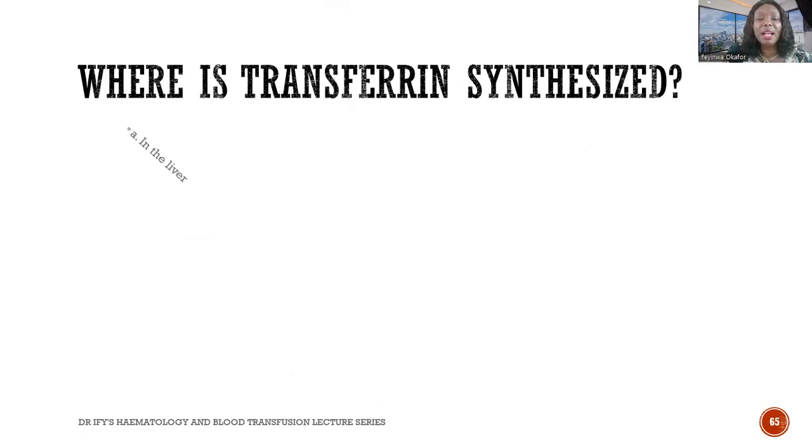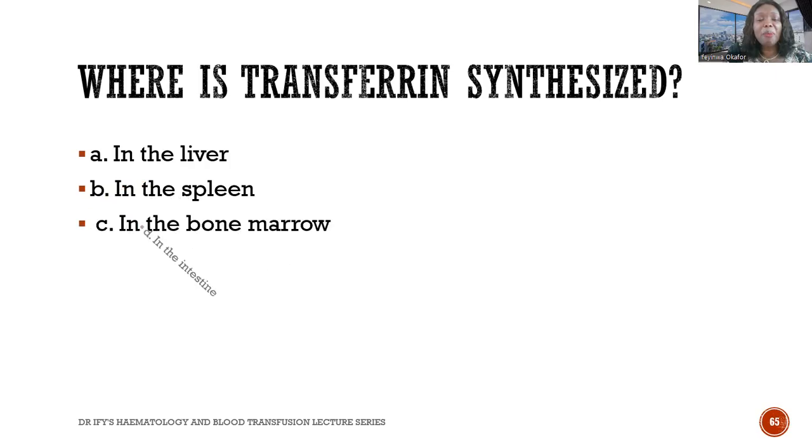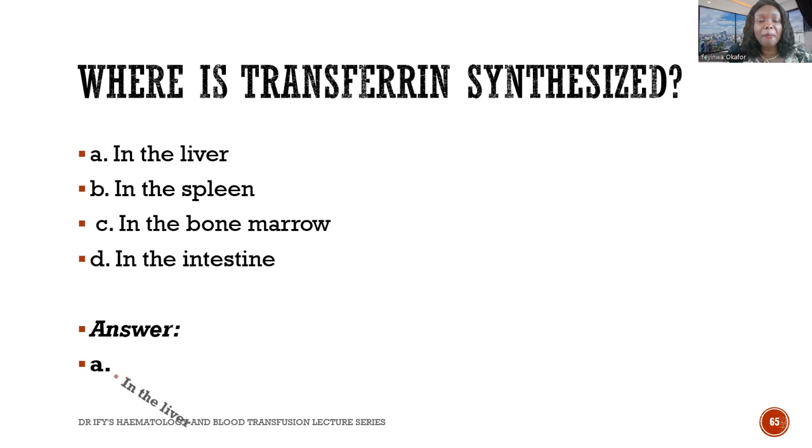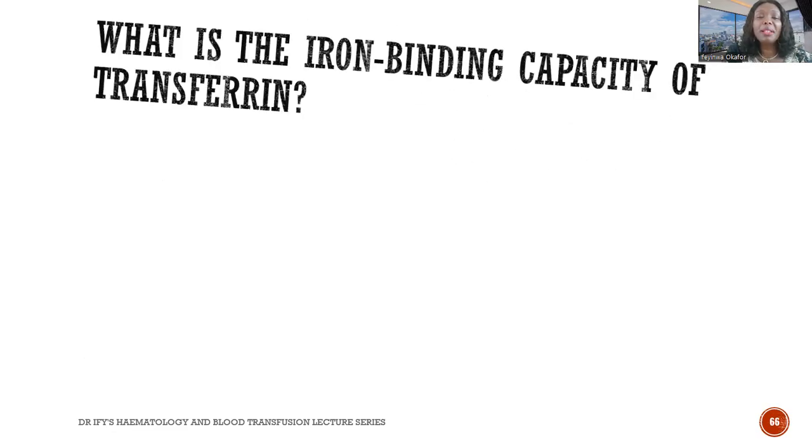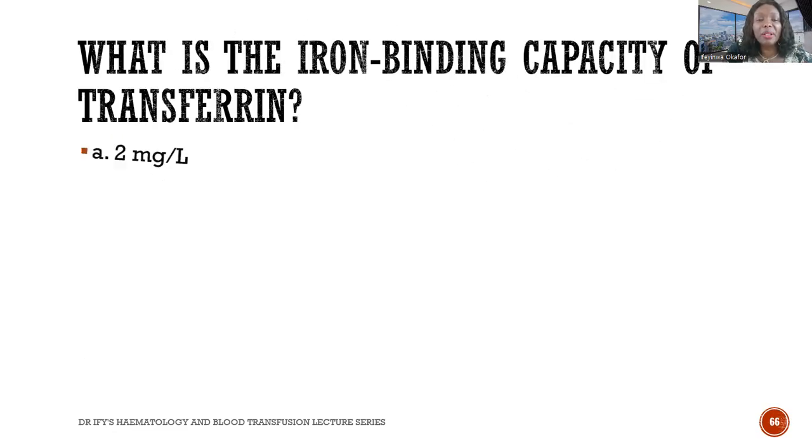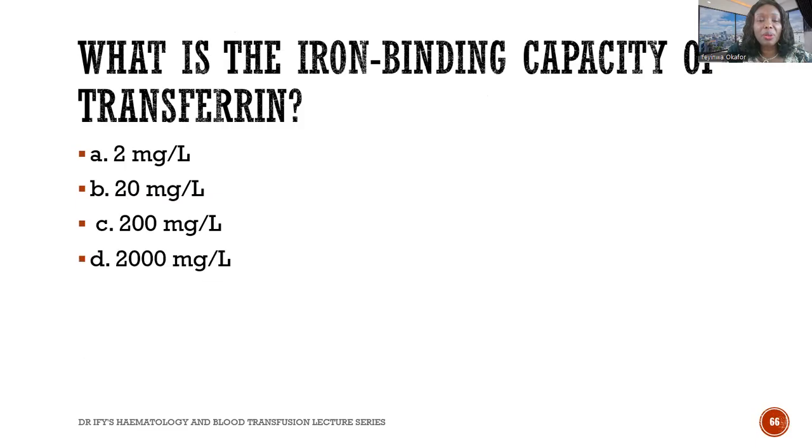Where is transferrin synthesized? In the liver, in the spleen, in the bone marrow, in the intestine. Answer A, in the liver. Transferrin is synthesized in the liver. What is the iron binding capacity of transferrin? 2 milligram per liter, 20 milligram per liter, 200 milligram per liter, 2000 milligram per liter. Answer D, 2000 milligram per liter.